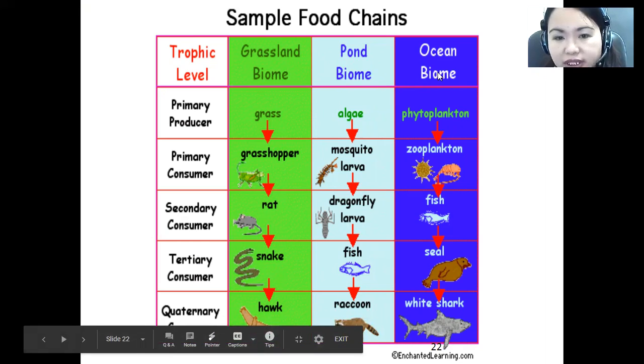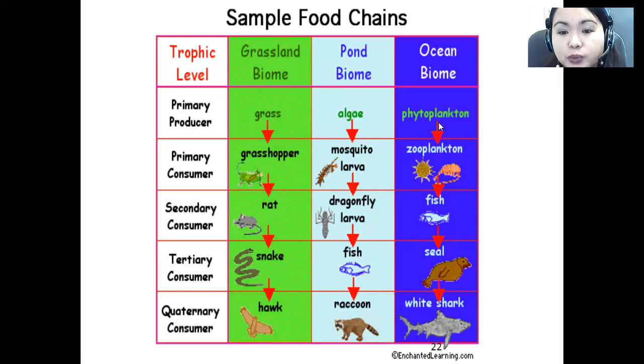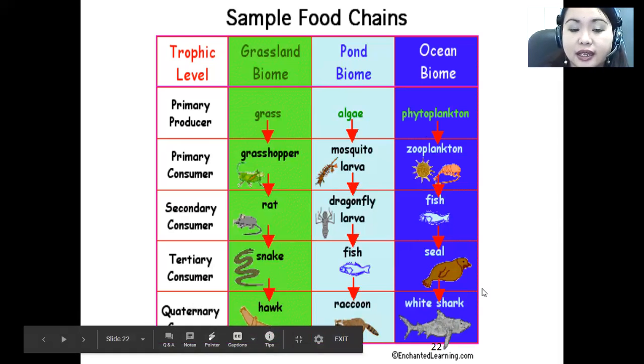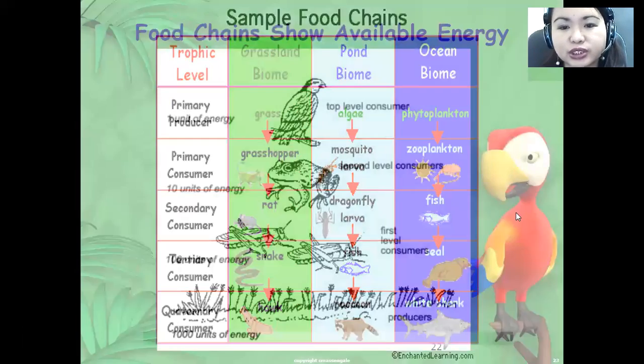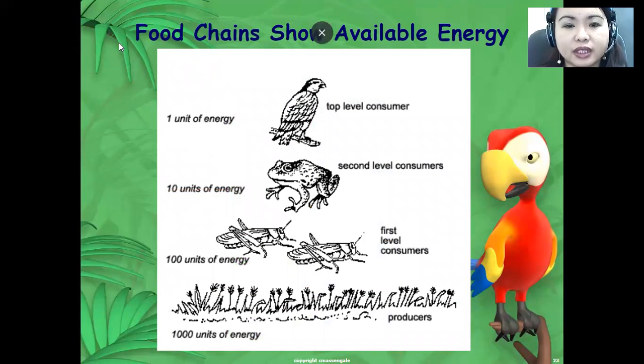And in the ocean, take note, the phytoplankton are the primary producer which produce energy, and the zooplankton are the primary consumer. Fish eats the zooplankton, and seal eats the fish, and the shark eats the seal, as the secondary, tertiary, and quaternary consumers. So those are just a lot of examples. Showing you the food chain available energy.